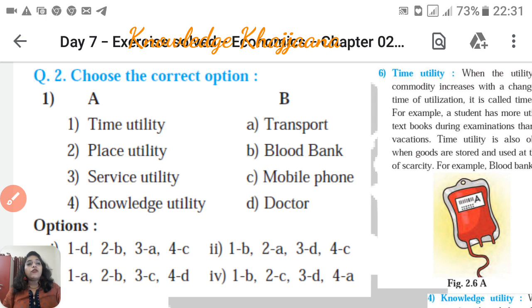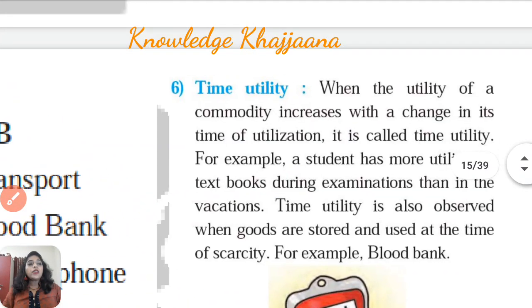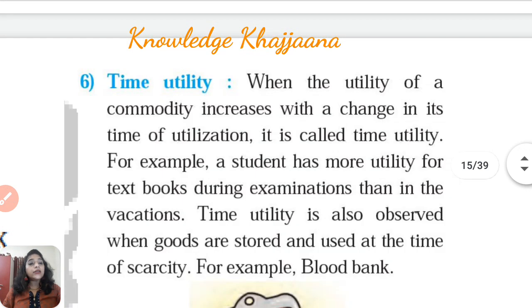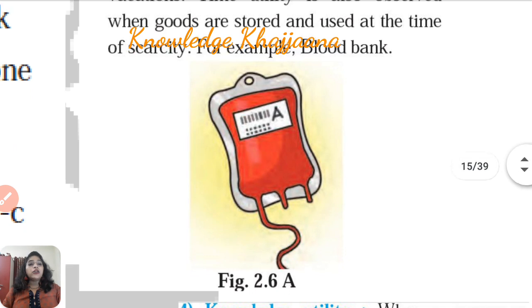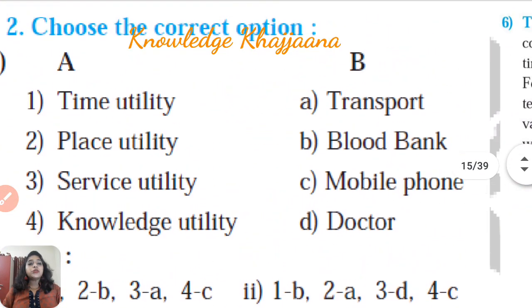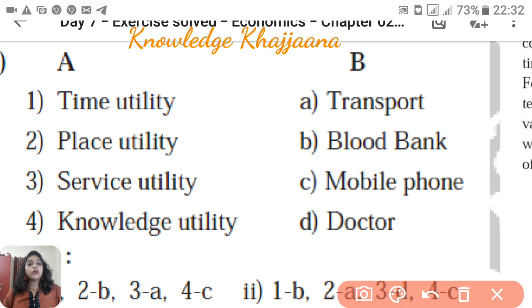Now see, what is meant by time utility? When the utility of a commodity increases with a change in its time of utilization, it is called time utility. Means the utility for a specific commodity increases or changes when there is a change in the time of that commodity. And what is the example given? It is blood bank. So the correct option for time utility is blood bank, that is option B.